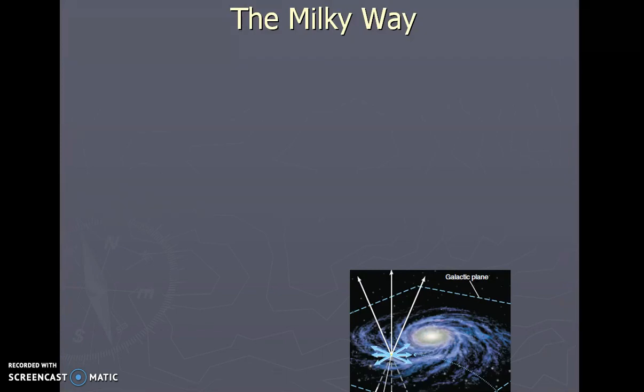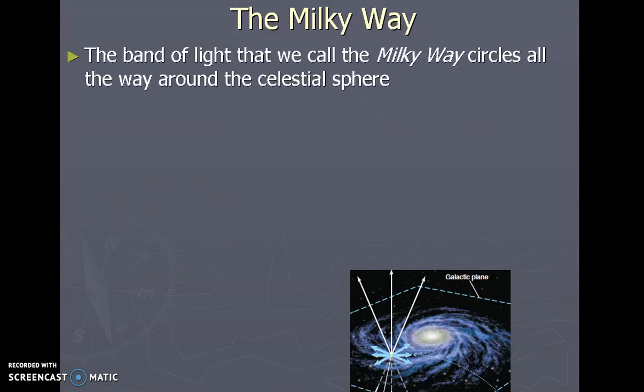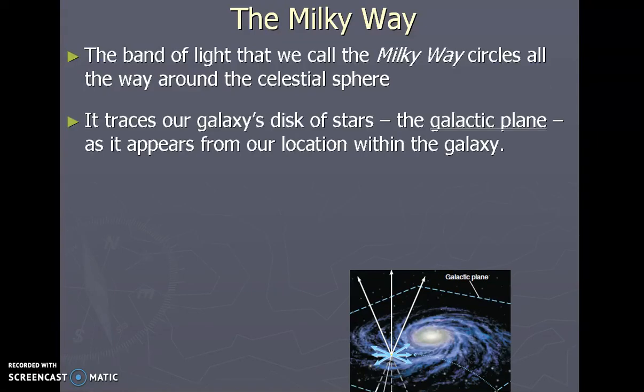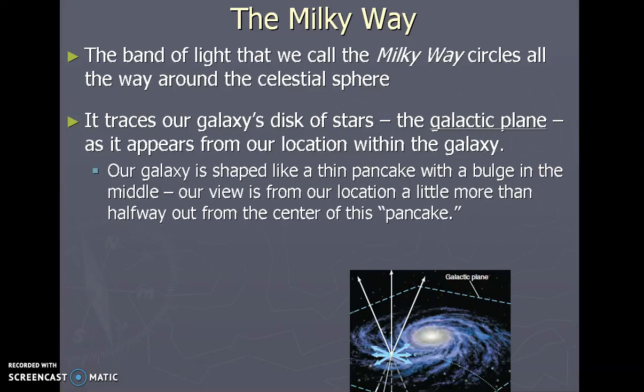We can pretty clearly see the Milky Way on a dark night, and it circles all the way around the celestial sphere. The reason why is this next bullet point here. It traces our galaxy's disk of stars, which is called the galactic plane, as it appears from our location within the galaxy. So our galaxy is kind of shaped like a thin pancake with a bulge in the middle, and here's our location right here. It's a little more than halfway out from the center.